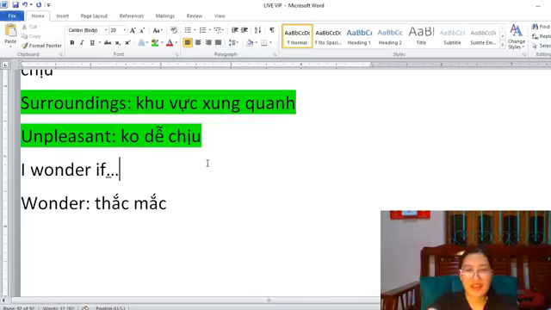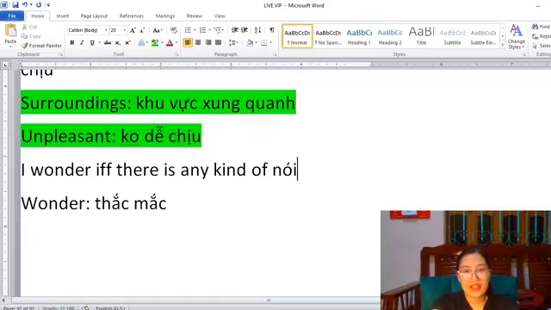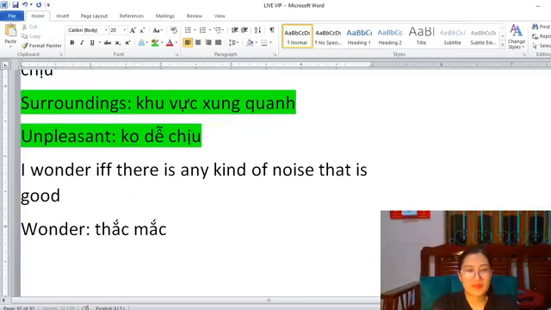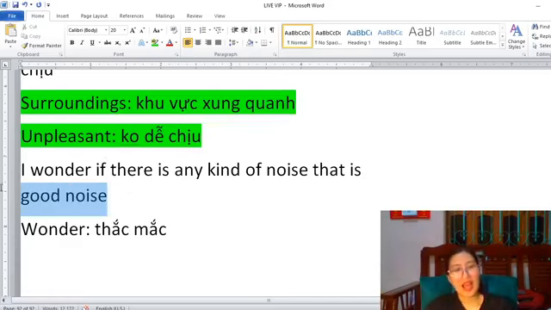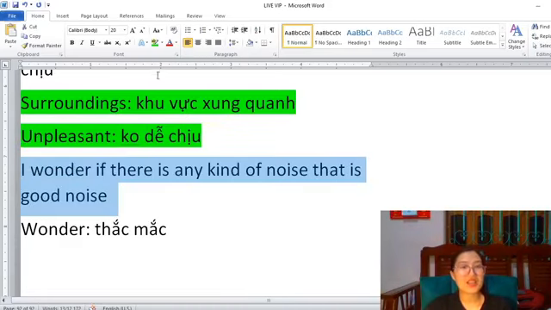I wonder if there is any kind of noise. Tiếp tục là mệnh đề quan hệ, that is good noise. I wonder if there is any kind of noise that is good noise.